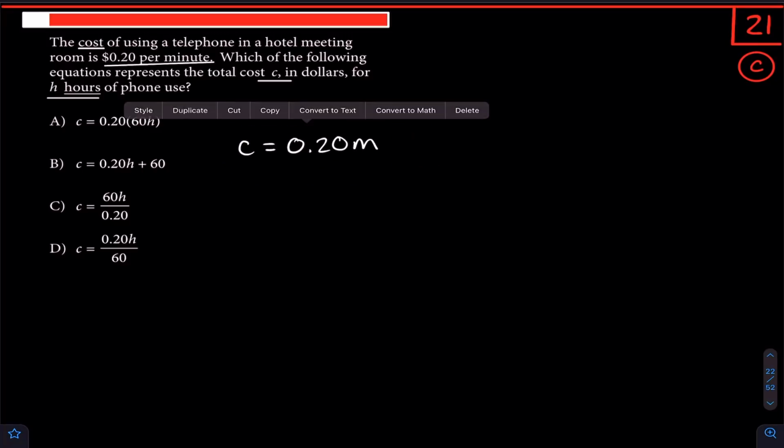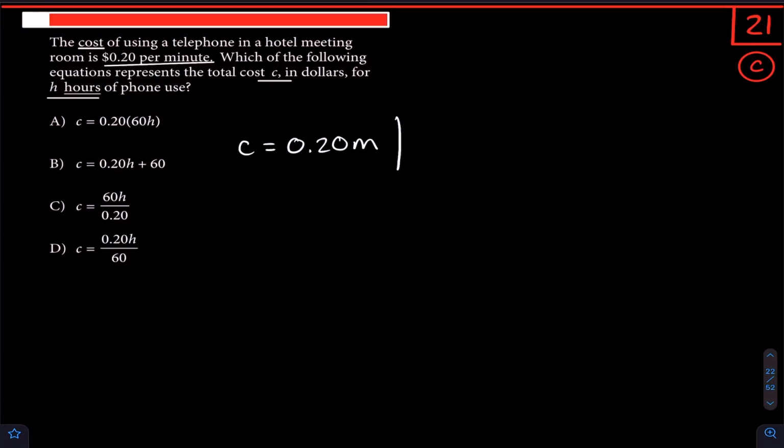The problem is, though, we don't want this in terms of M, we want it in terms of H. So we need an equation for M in terms of H. And no, the equation that you want is not 60M equals H. It is true that there are 60 minutes in 1 hour. That is a conversion factor. That is not an equation.